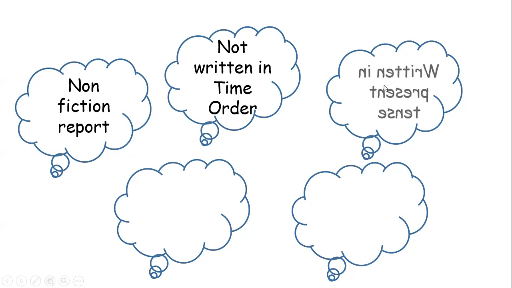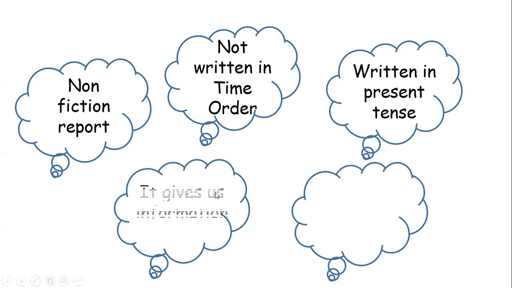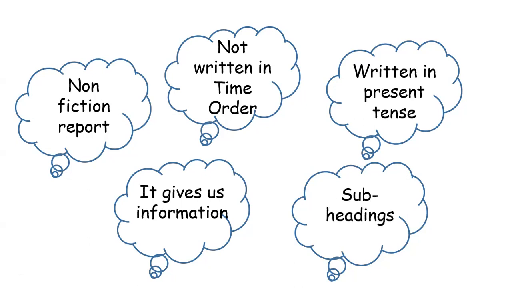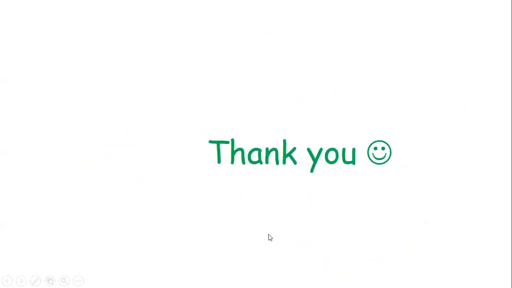Number 3, it's written in the present simple tense. When we write facts, true information, we have to use the present simple tense. It gives us information. It has subheadings. Only one heading and subheadings. Subheadings could be 2, 3, and the paragraphs have to be related to the subheading.